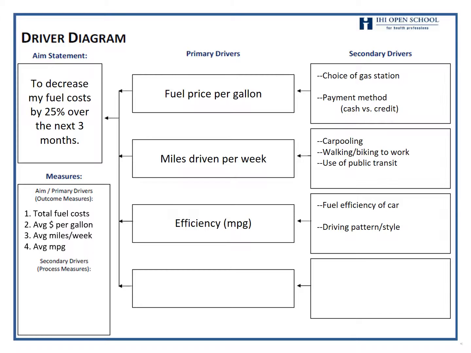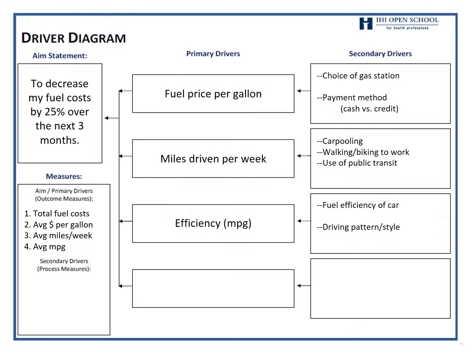But you can see that each one of those outcome measures would take a while to gather data on. If we're looking at average miles per week, you're going to have to measure for a whole week at a time before you get that data. If you look at your total fuel costs, well, that's going to be for some period of time. That's likely going to be a week or 2 weeks or a month. It's going to take a while to gather that data.